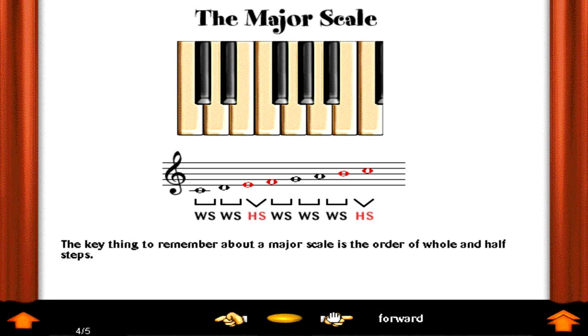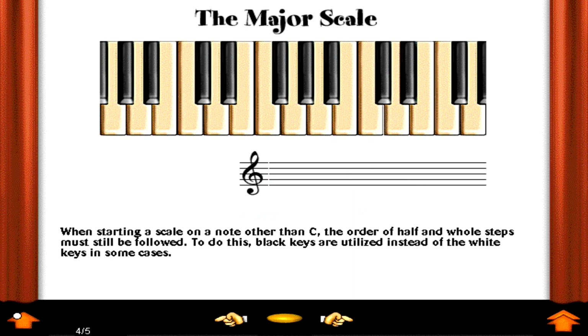The key thing to remember about a major scale is the order of whole and half steps. When starting a scale on a note other than C, the order of half and whole steps must still be followed. To do this, black keys are utilized instead of the white keys in some cases.